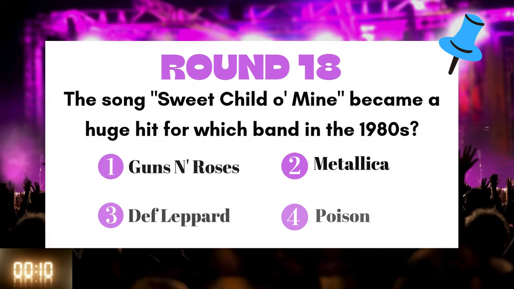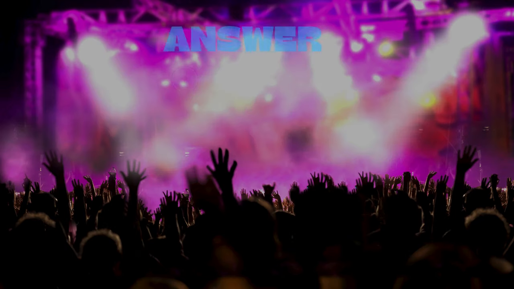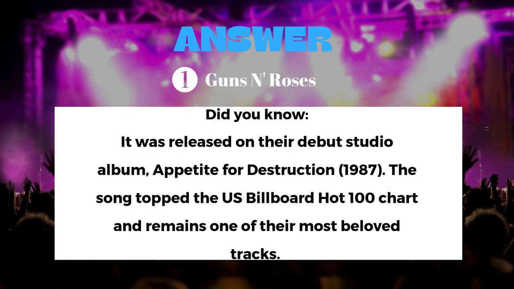Round 18. The song Sweet Child O' Mine became a huge hit for which band in the 1980s? The answer 1, Guns N' Roses.